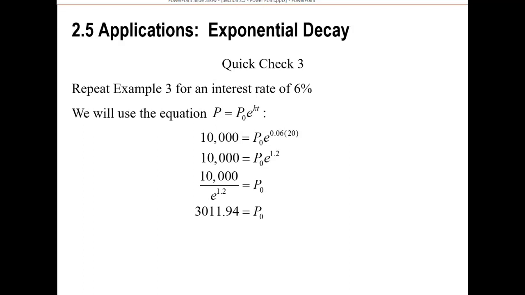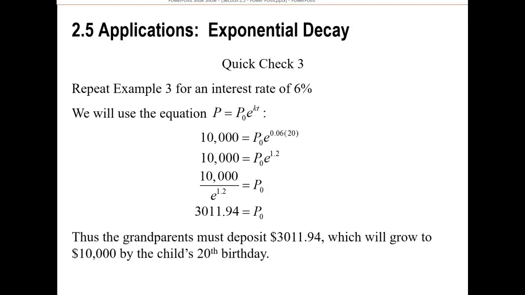gives me $3,011.94. So they must deposit $3,011.94, which will grow to $10,000 by the child's 20th birthday if the growth rate is 6% versus 4%. So that plays a role, right? They don't need as much money now because it's growing at a faster rate.